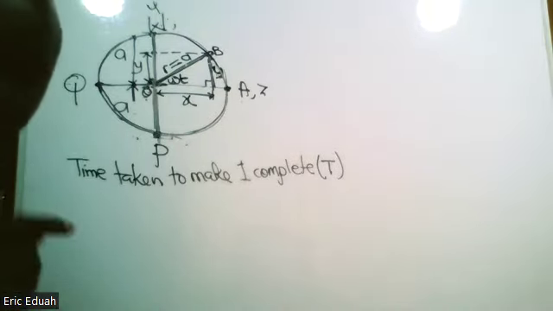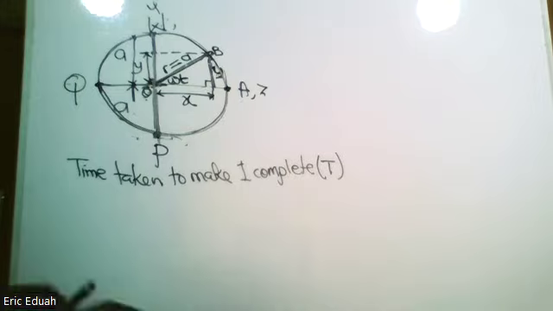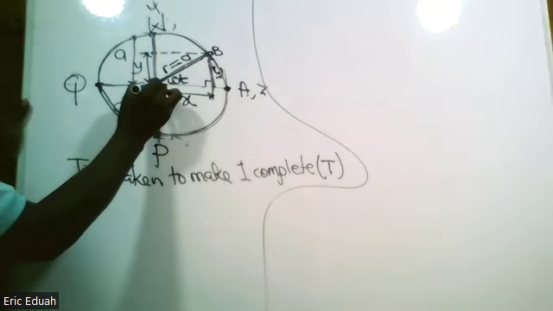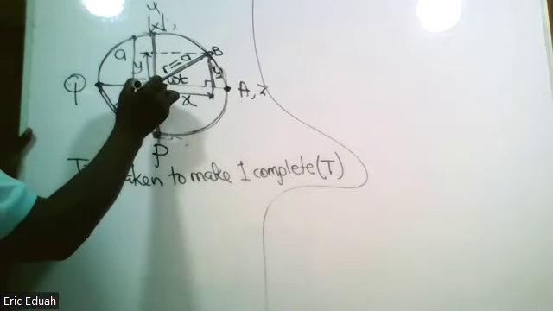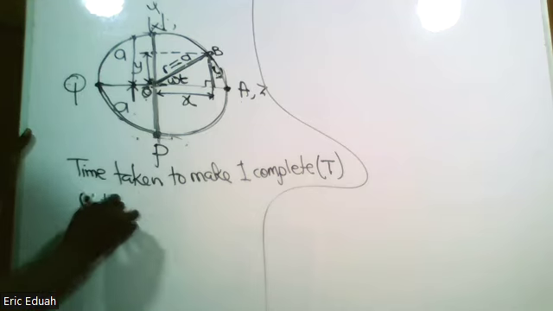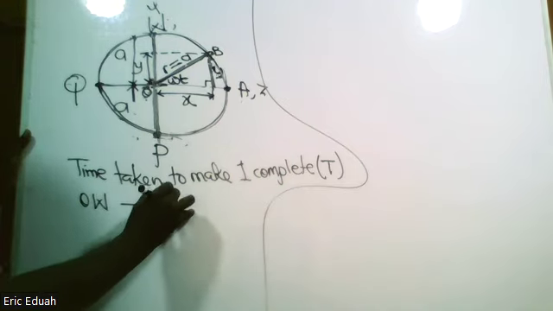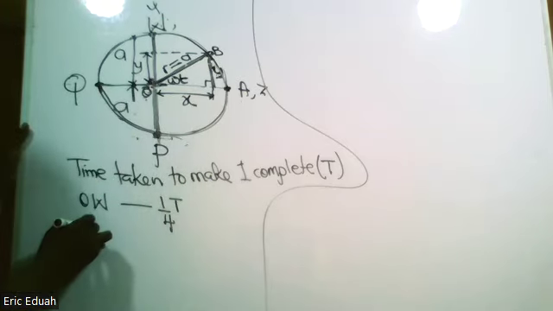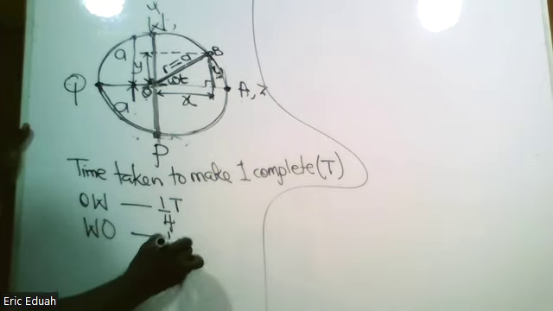I said a complete cycle is made up of how many parts? 4. 4 parts. So this is what we are going to do. When it moves from O, we are looking at SHM, repeated up and down motion. When it moves from O to W, the time taken will be a quarter of the period. From W to O, the same time, but it will be half of the period.